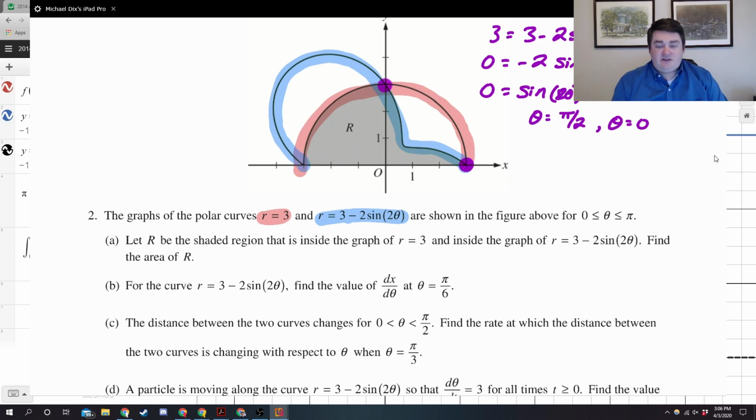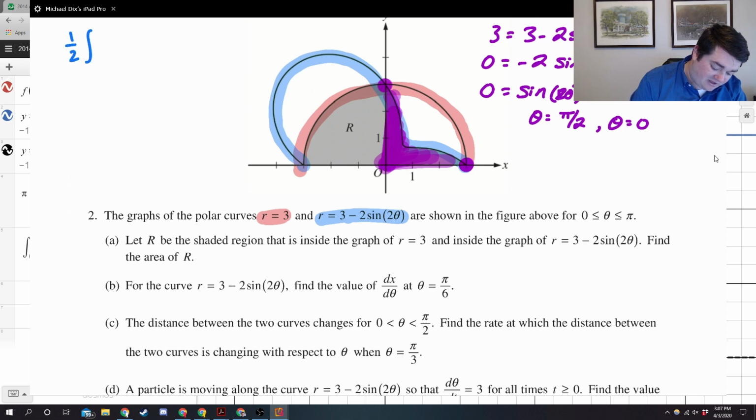So for part A, find the area of R. So I'm trying to find the area inside the shaded region. Remember that we accumulate area using our magic windshield wiper. And so when we start windshield wiping this area, the curve that we are radiating out to, at least initially, is the blue curve. So that area, remember polar area is 1/2 integral r squared d theta.